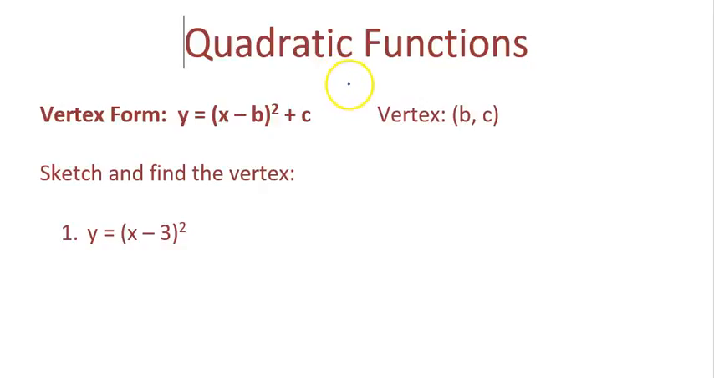Okay, this lesson is on quadratic functions, and the first thing we're going to talk about is when a quadratic is in vertex form, and it looks something like this. In vertex form, you can tell which way the graph has been shifted. A minus is going to shift it right, a plus is going to shift it left when it's inside the parentheses, and then on the outside a plus is going to move it up and a minus is going to move it down. And so you can easily locate the vertex.